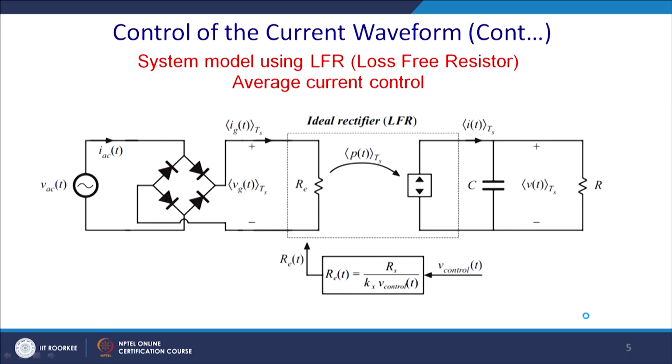See, if you have a transformer kind of model, input and output, you have an effective RE and power will be transferred to the system. So RE will be basically RS by Kx V control, where you apply the control in such a way that it always sees a sinusoidal current in the input of this rectifier irrespective of the load as well as the change of the source disturbance sometimes.